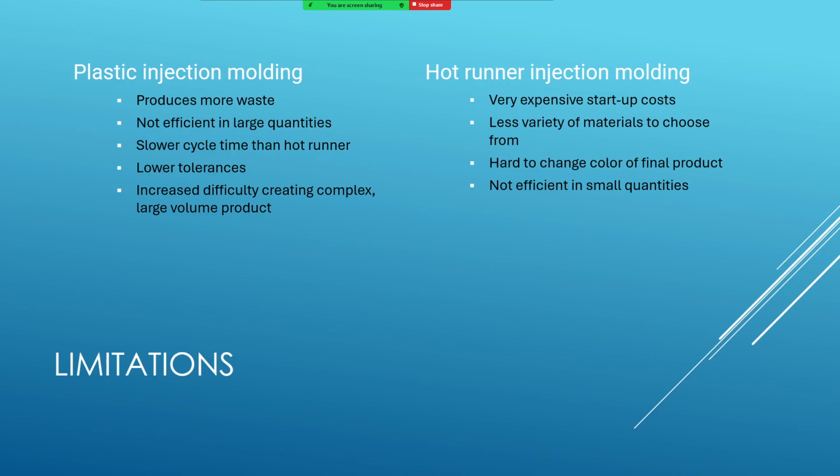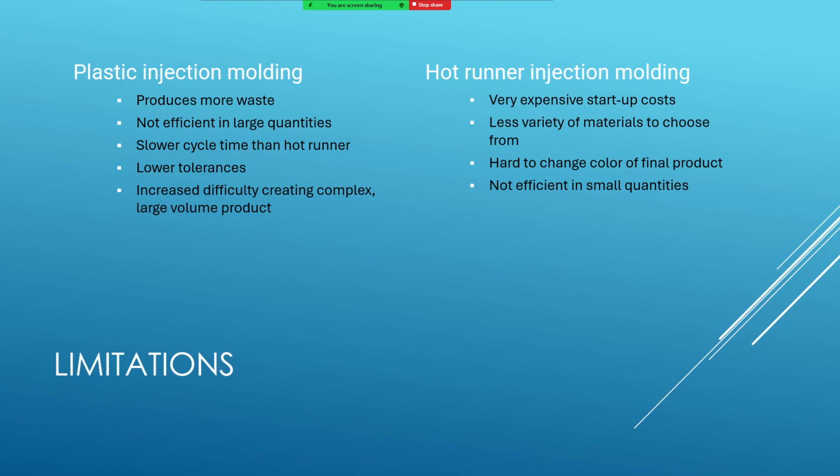For the tolerance within plastic injection molding, they have a wider range, which means that the precision of plastic injection molding is less than hot runner injection molding. The very complex parts, as I mentioned earlier, and parts that have very large volume are also very difficult to create using plastic injection molding.